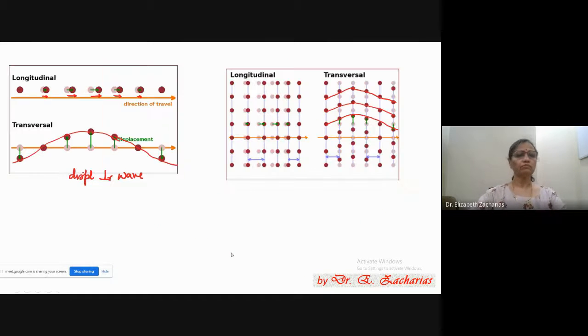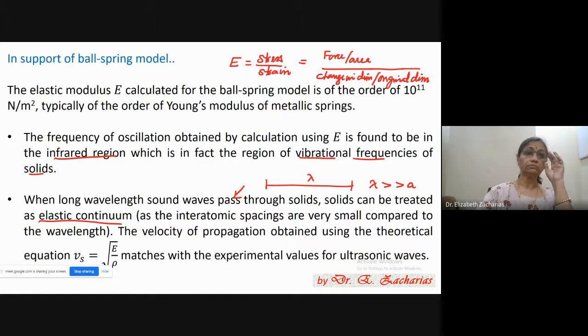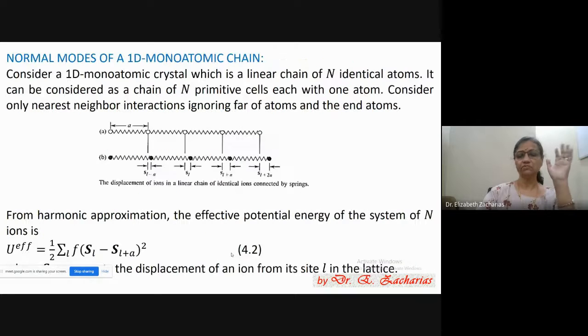Okay. Now, after that, I talked about longitudinal and transverse. I said that the displacement of any atom or ion is not independent of what is happening around it. It's an orchestrated motion because after all, each of these atoms is connected to the others by these bonds. Then I also gave you some points in support of the ball and spring method. So this is where we start. So today let's start off with normal modes. We will take a very simple model, a one-dimensional monoatomic chain.